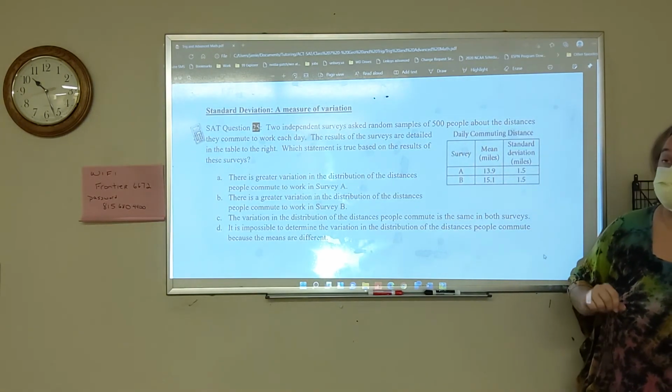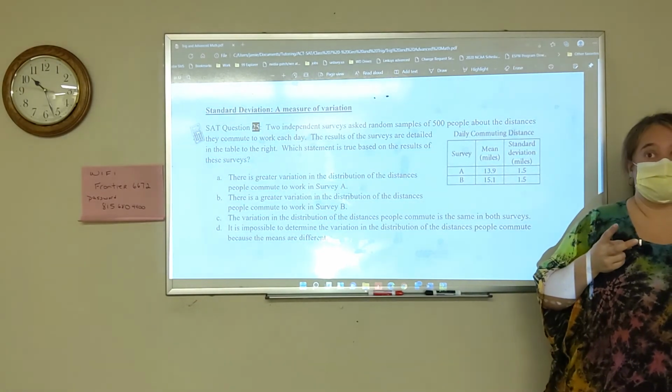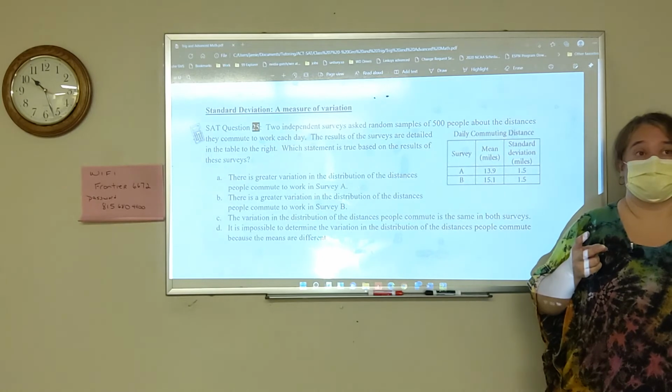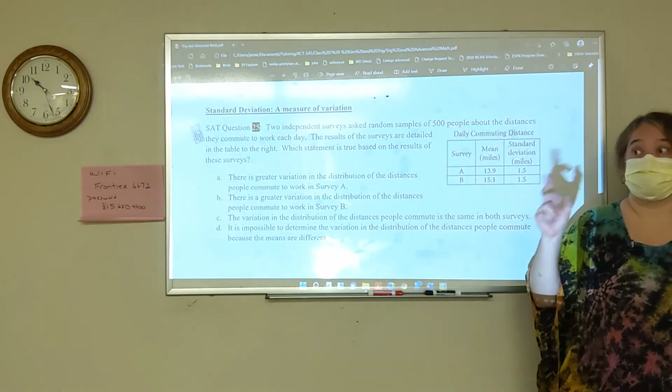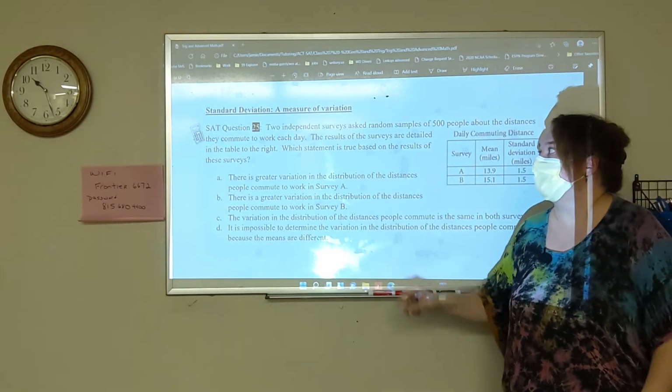Now they will use standard deviation and variation interchangeably on the SAT. They are not the same thing. In a stats class, your teacher would be like, that's not the same. On the SAT, they are. So just roll with it.